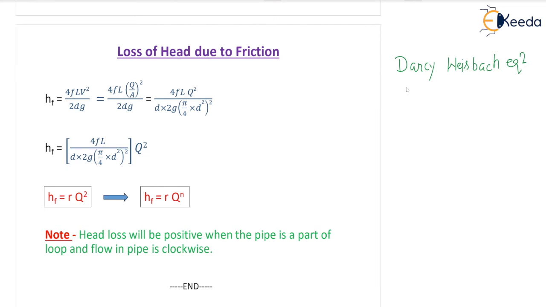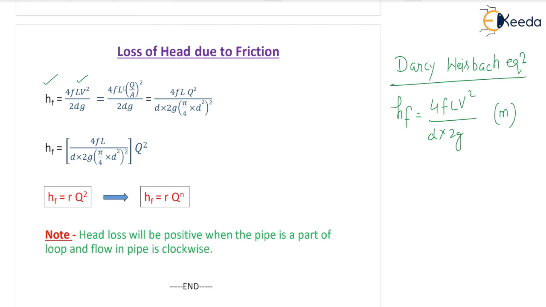Head loss due to friction, right? So HF is equal to 4FLV square by D into 2G. This is the formula, and the unit will be meter. So using this concept of Darcy-Weisbach equation, we are having HF is equal to 4FLV square by D into 2G. Correct? Exactly, it is written like this.